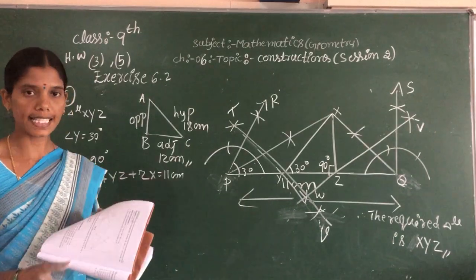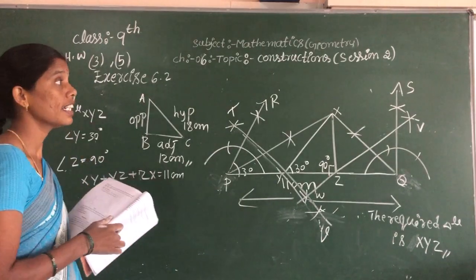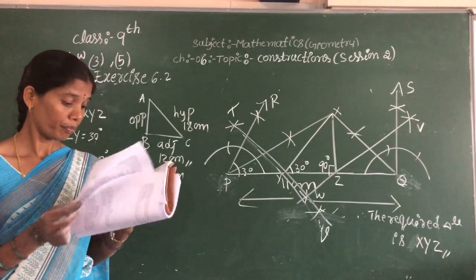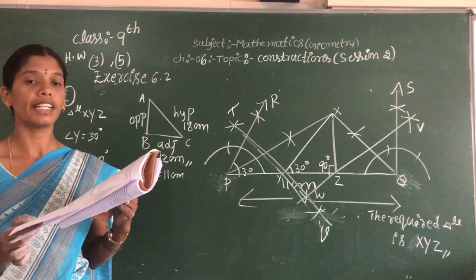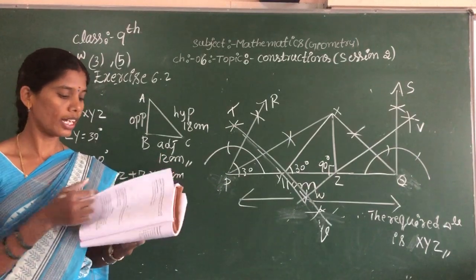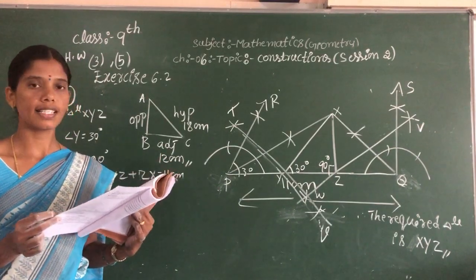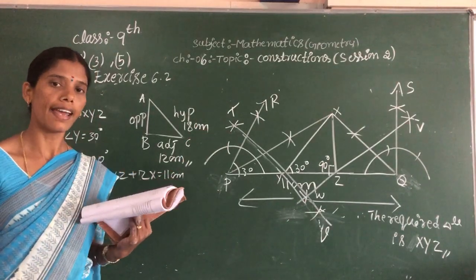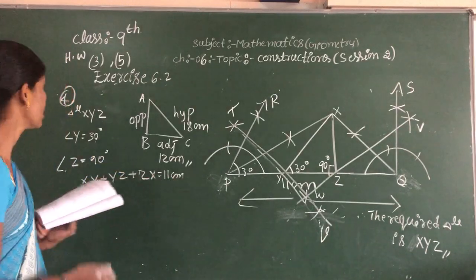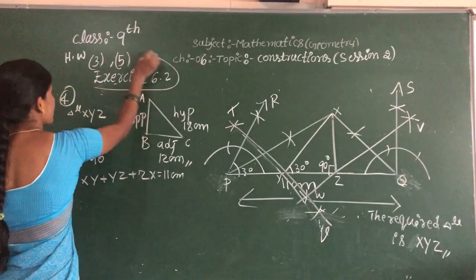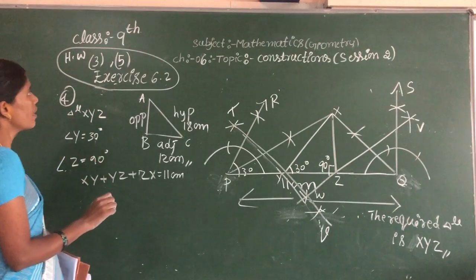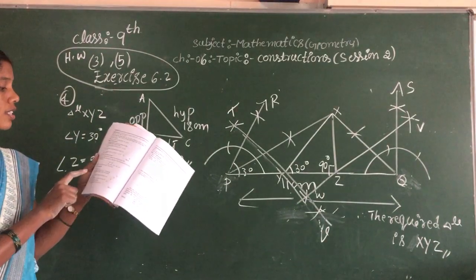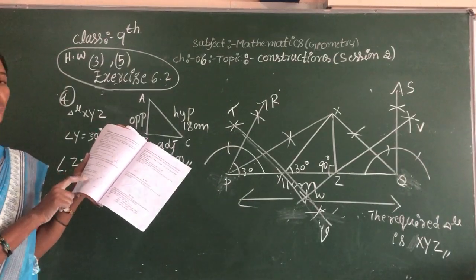Okay children, in this session we discussed the construction of triangles. Another one is constructing triangles using the 90 degree, 30 degree, and the exercise problems also do it. Okay, so in this class exercise problem, the third one and fifth one are homework, but you do that in notes. So steps of construction, case 2, you do that in notes.